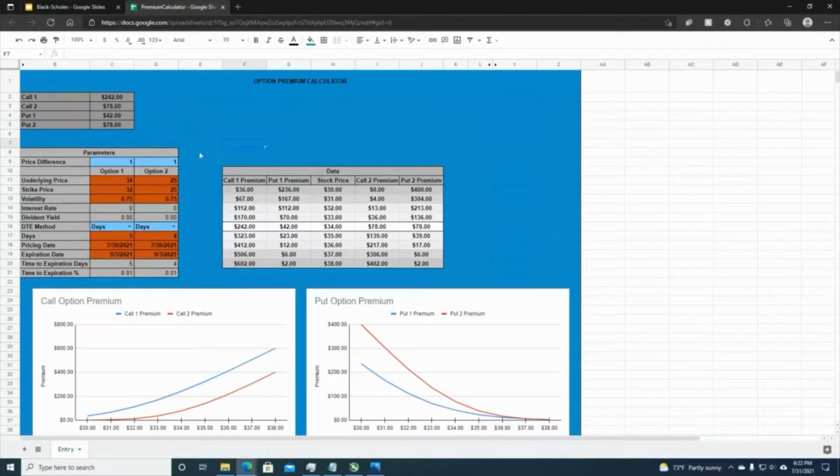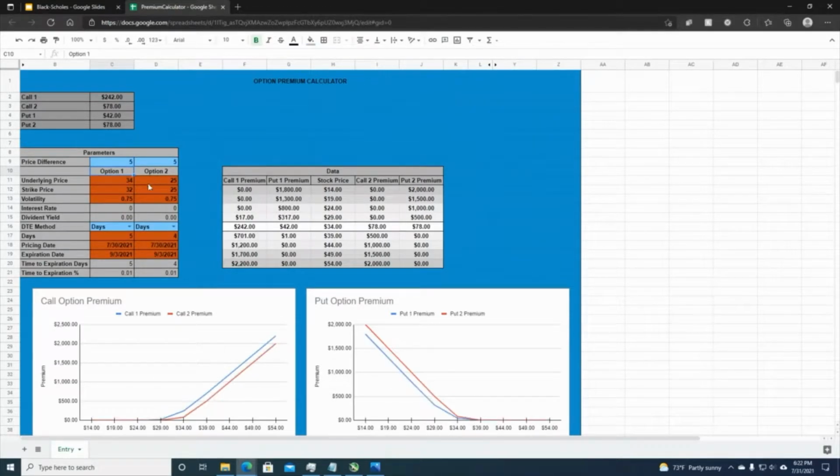Now the last two features I wanted to share with all of you is the price difference feature. So in here, this value will be how much the stock price will be changing up or down. So right now it's set to 1. So you'll see that the stock price increases or decreases by 1 point. We can switch it to 5 or any other value, and you'll see the stock prices change accordingly, as well as the calculations for the call and put premiums.